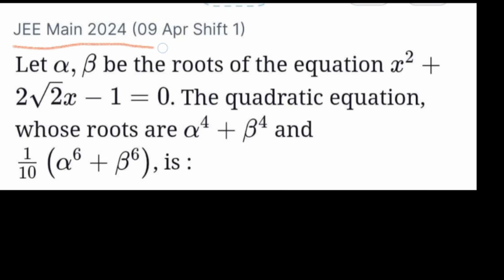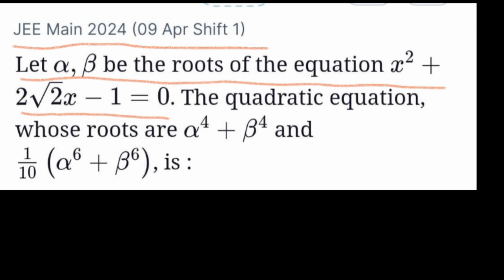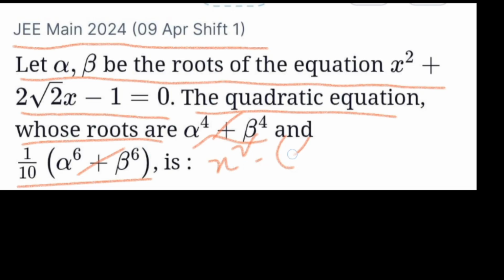JEE Maths 2024, one more question. Let alpha, beta be roots of the equation x square plus 2 root 2 x minus 1 is equal to 0. Find the quadratic equation whose roots are alpha power 4 plus beta power 4 and 1 by 10 of alpha power 6 plus beta power 6. This is one root, this is the other root. Now we know the formula, x square minus sum of the roots into x plus product of roots is equal to 0.